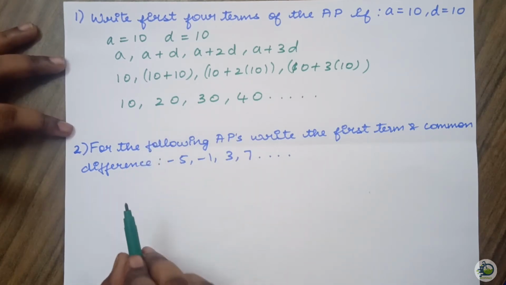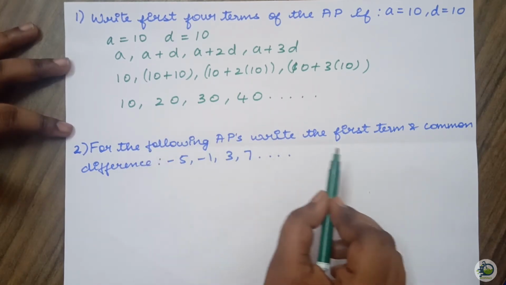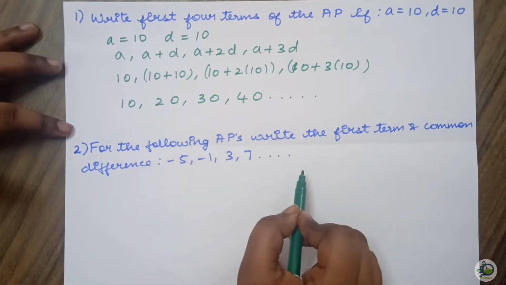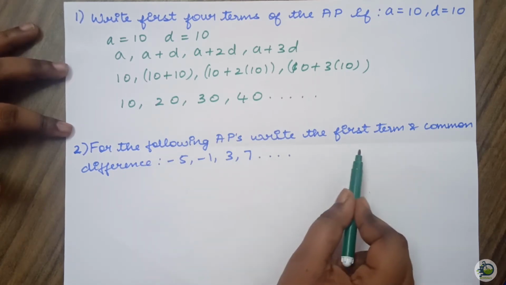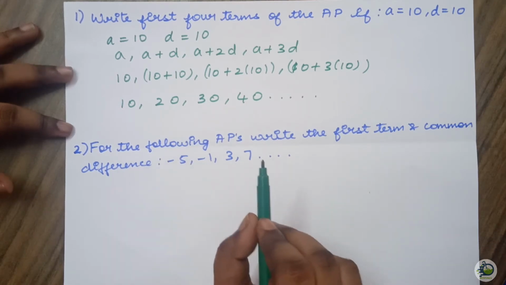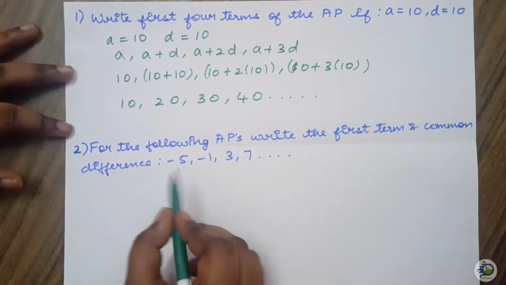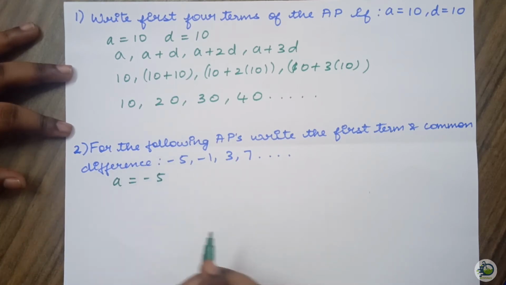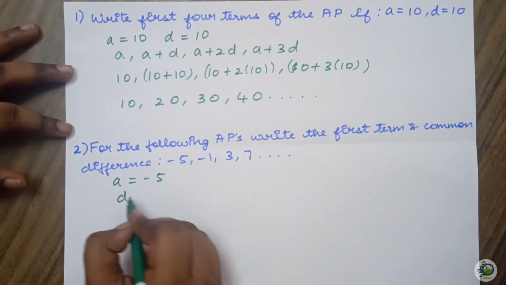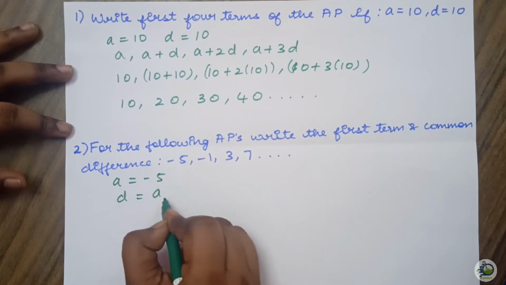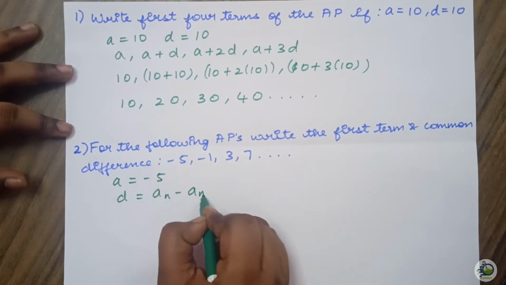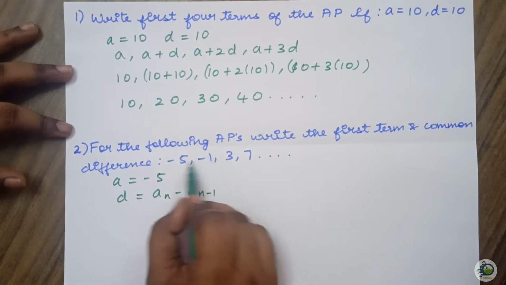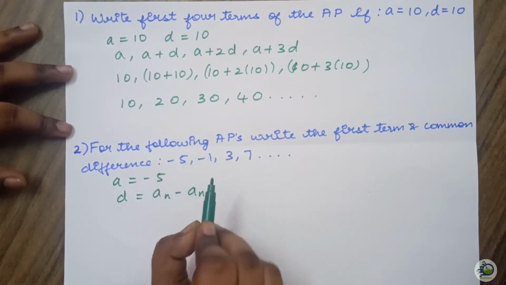Let's do another problem. For the following APs, write the first term and common difference. So here the series is given. Now we are going to find the first term and the common difference. The first term is minus 5, so A is equal to minus 5. Now we find the common difference D. We know that D is an minus an minus 1, so we subtract the consecutive numbers in the series.